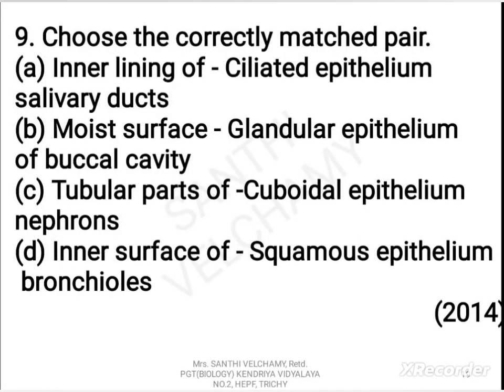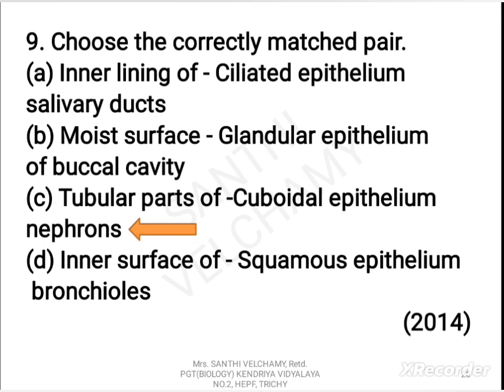Now 9th question, children. Here you have to choose the correct matching pair. A, inner lining of salivary ducts. B, moist surface of buccal cavity. C, tubular parts of nephrons. D, inner lining of bronchioles. You have to match the correct type of epithelium. When you match, you will get the answer. C is the correct answer.